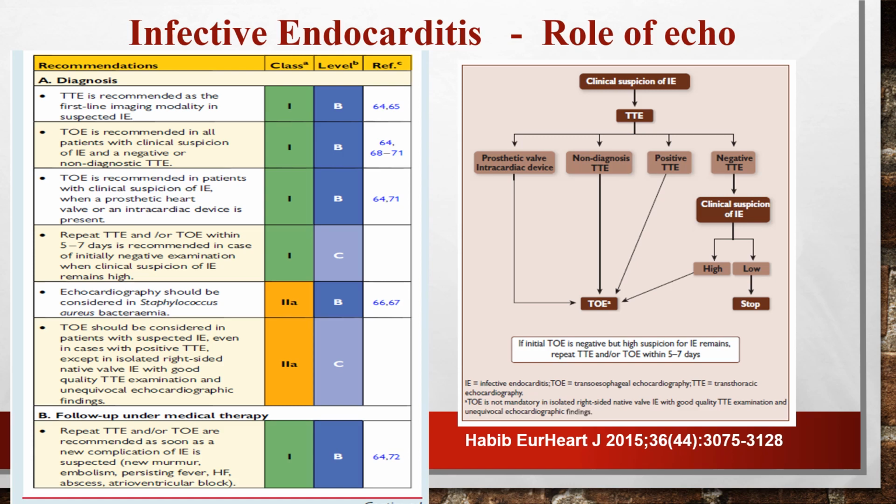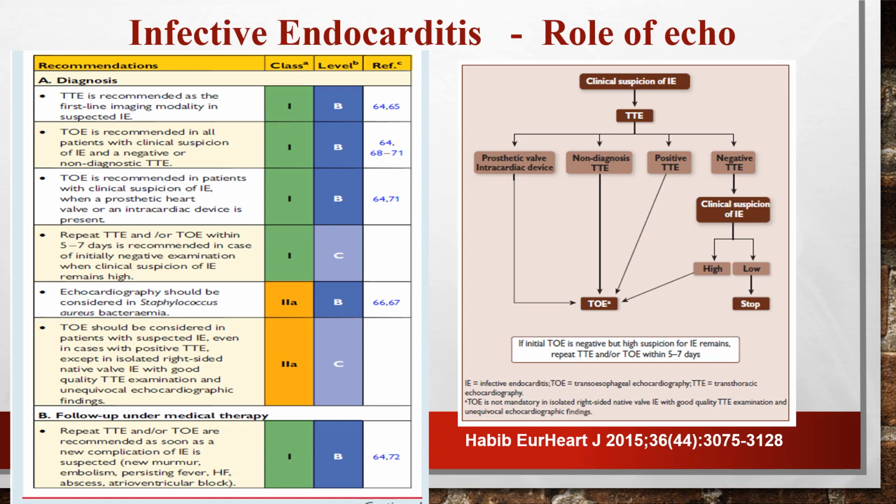The exception to that is when you have isolated right-sided native valve infective endocarditis, and you have a good quality transthoracic echo with unequivocal echocardiographic findings. And then in follow-up of a patient on medical therapy, you should repeat transthoracic or transesophageal echo as soon as a new complication of infective endocarditis is suspected, like the patient having a new murmur, embolism, persisting fever, heart failure, abscess, or a new heart block.